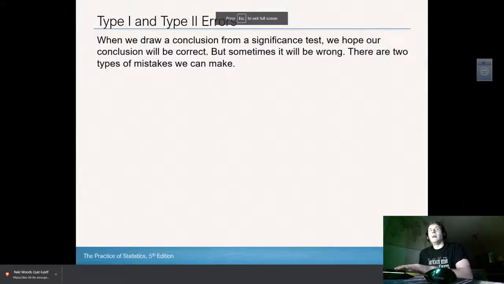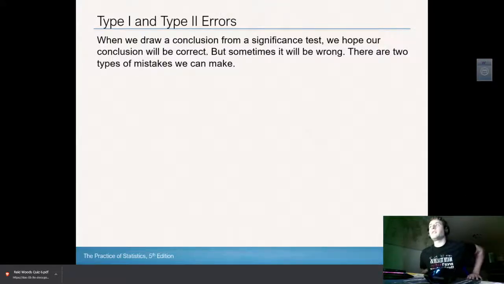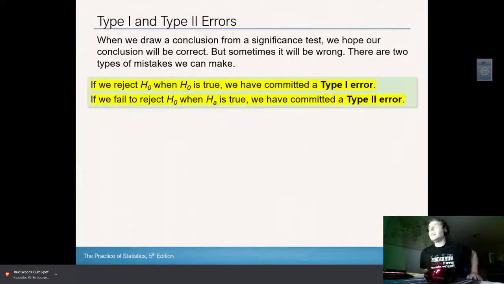Okay, so when we draw a conclusion from a significance test, we hope our conclusion will be correct, but sometimes it will be wrong. There's two types of mistakes that you can make. So you can reject H0 when H0 is true. So we think about our basketball shooters. Maybe the sample that we got was biased somehow. Something happened that made us reject it. And in fact, they were an 80% shooter. Okay. That would be type one error.